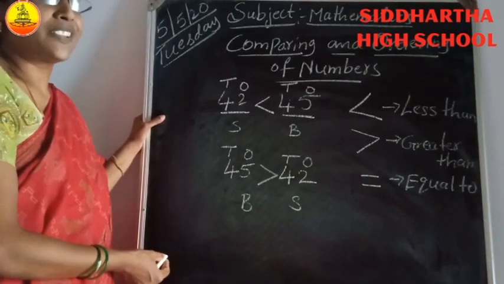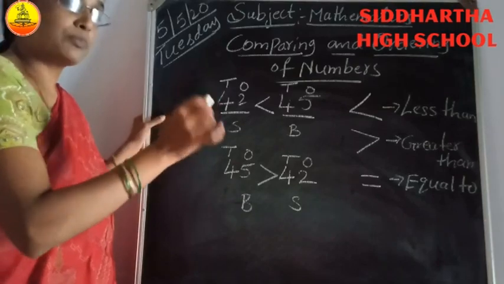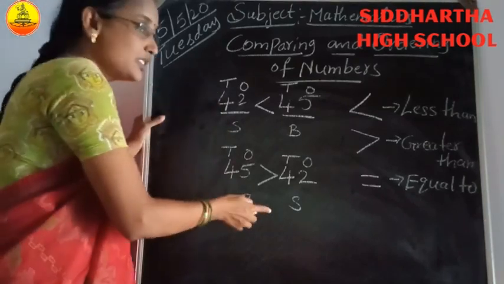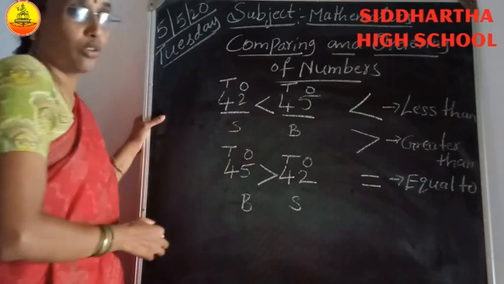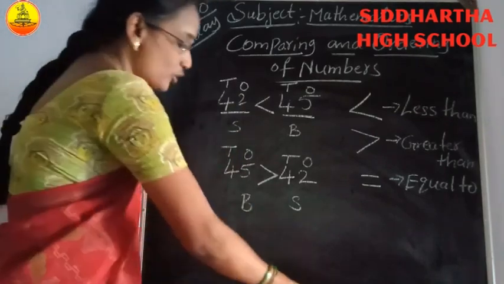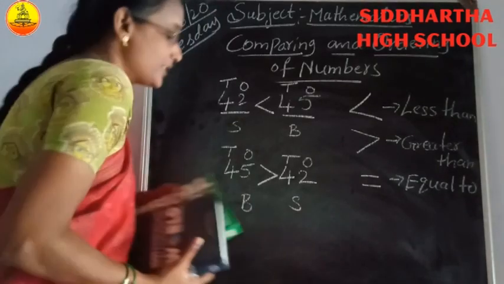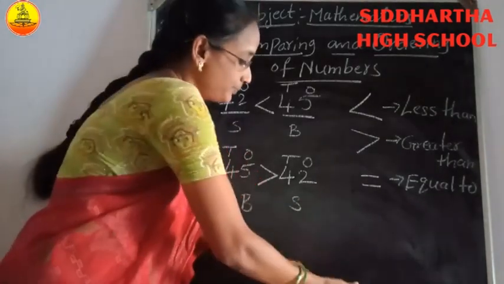Many of you get confused about which side is open and which side is closed. Some of you know which is big and which is small, but you put the symbol wrongly. Let me show you one example.